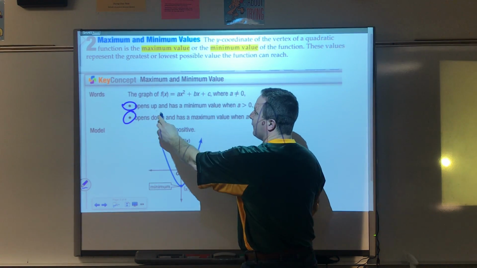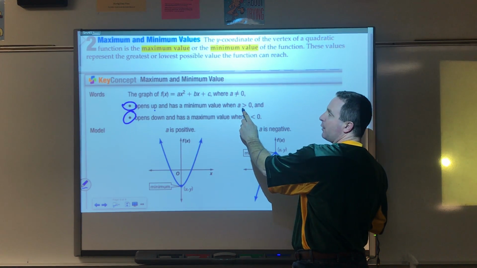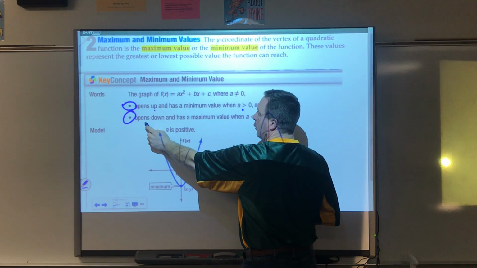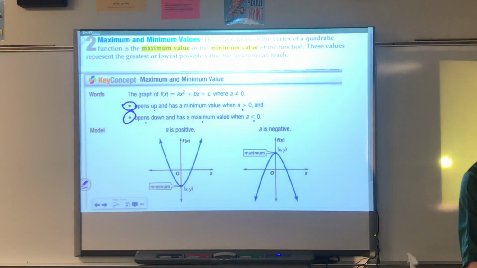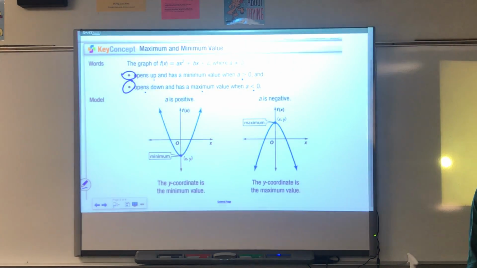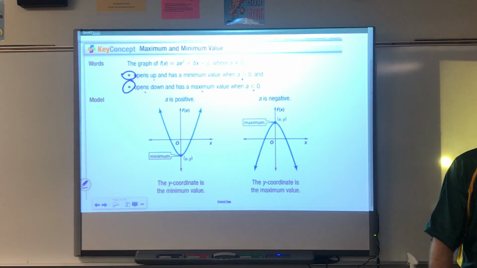If you look right here, if it opens up, it has a minimum. And that's when A is greater than 0, in other words, when A is positive. And it opens down and has a maximum. And that's when A is negative. This is another good reference tool if you wanted to go back and look in your book to talk about maximums and minimums.